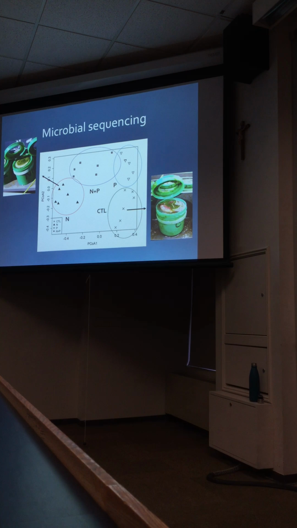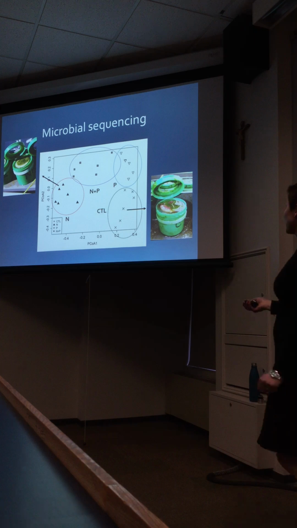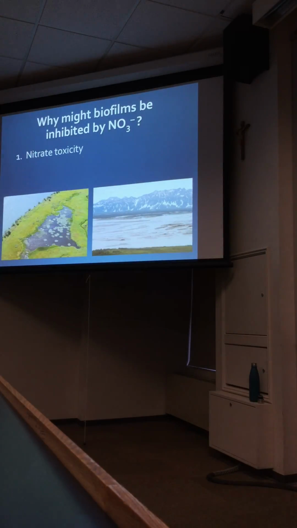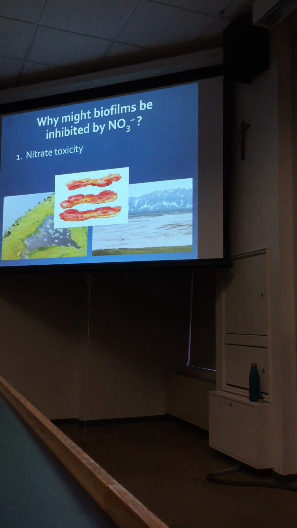Whereas if we looked at our nitrogen plus phosphorus results, those were kind of intermediate. And this is very similar to what we saw for our total biofilm biomass. So you see those microbial communities really sort of echoing those results. So now onto the million-dollar question. Why might biofilms be inhibited by nitrate? One possible reason is nitrate toxicity. It turns out that we often use nitrates in our cured meats like bacon and other things, and we use that to reduce microbial spoilage. So it's possible that some of these microbes didn't do particularly well in the presence of nitrate.